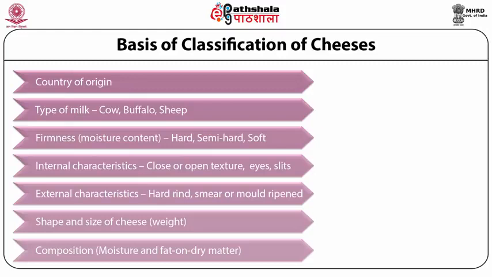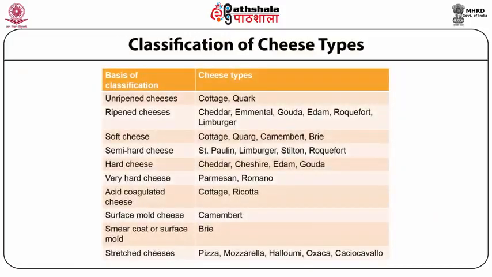Number one is the moisture content, and that is usually the maximum moisture content, and another is a minimum fat on dry matter content. This fat on dry matter in the resultant cheese will depend on what was the initial fat content in the standardized milk, as well as it will also depend on whether the cheese has been pressed or otherwise. Let us see the cheese types based on the classification of the cheese.